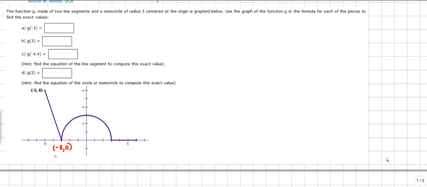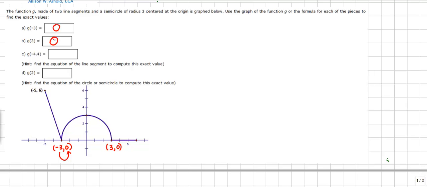So g of negative 3 means that when you use the input of negative 3, you get the output 0, and that's your function value. Similarly, 3, 0 is a point on your graph, so therefore g of 3 is the output or function value associated with x equals 3. In this case, that is also 0.